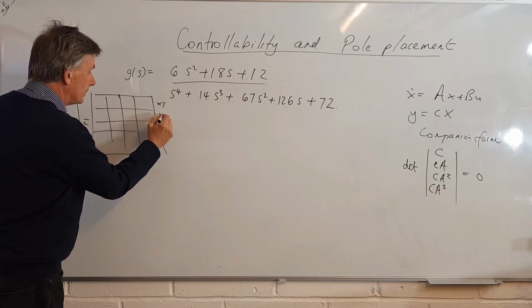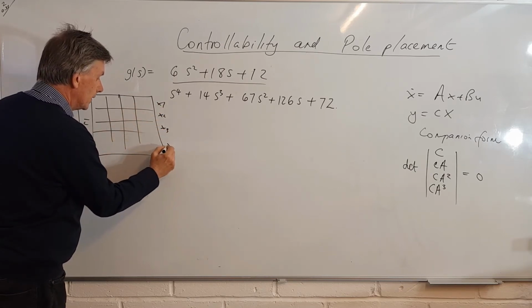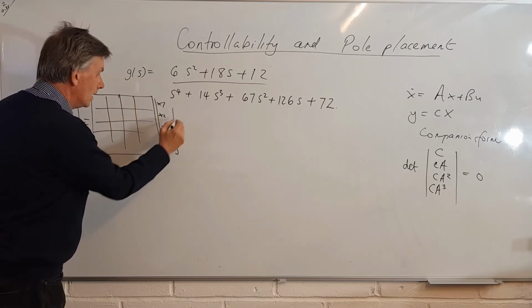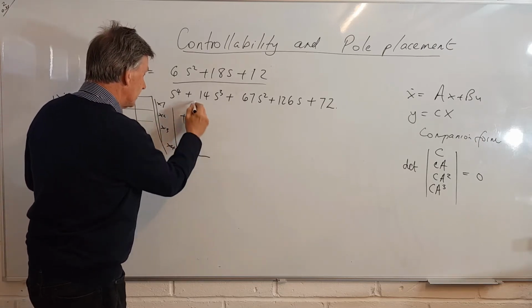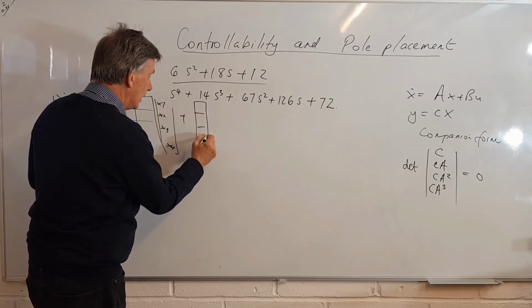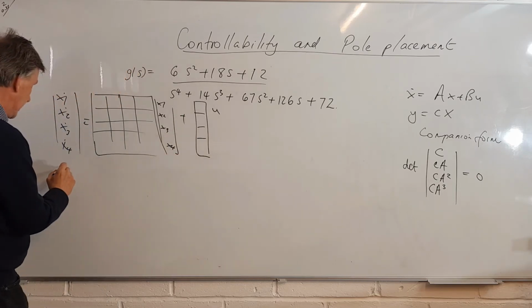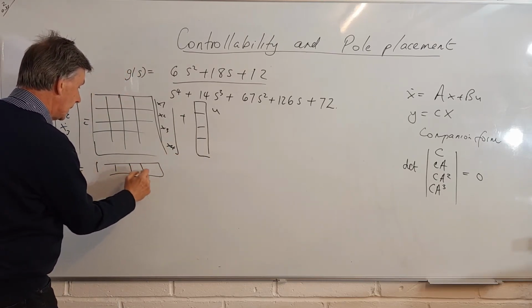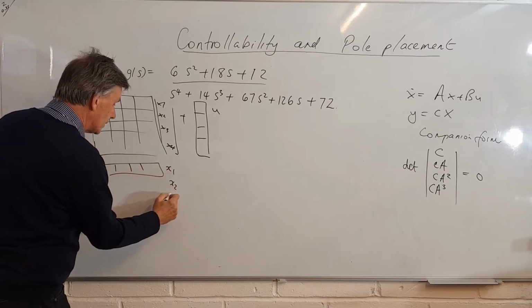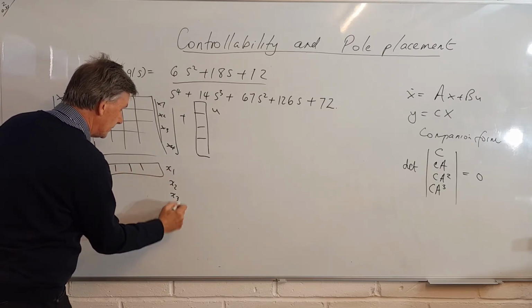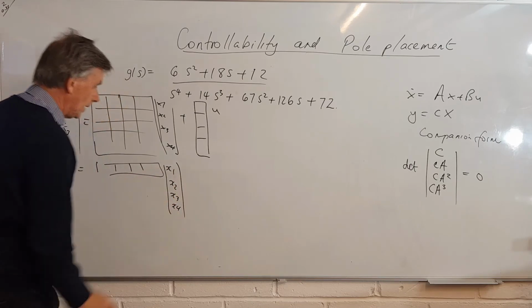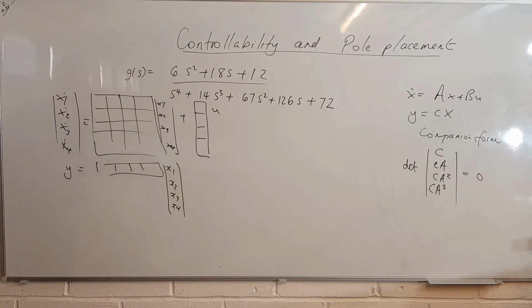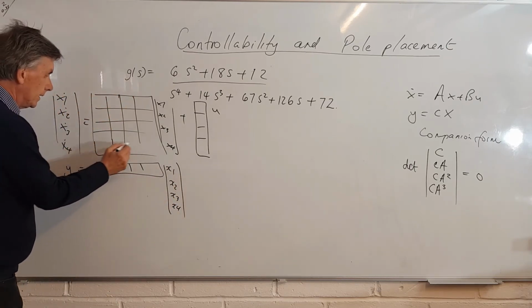times x1, x2, x3, and x4, plus another matrix with the input u. We'll have an output y given by a matrix times x1, x2, x3, x4. So now we can write the system in companion form. This is fairly straightforward.